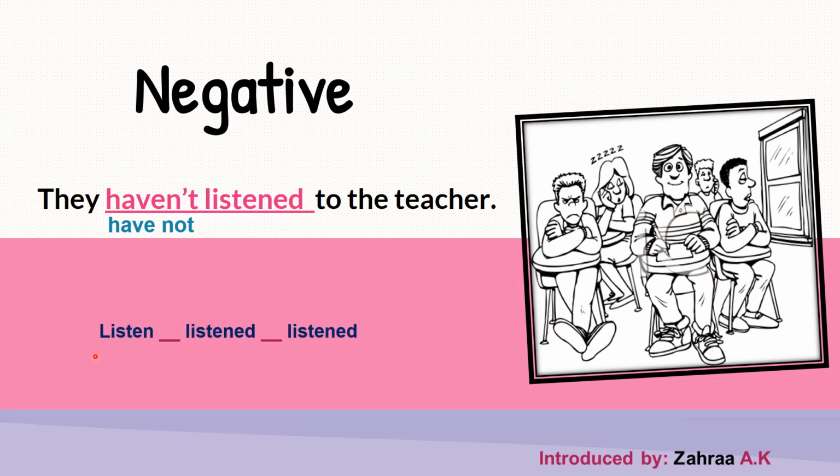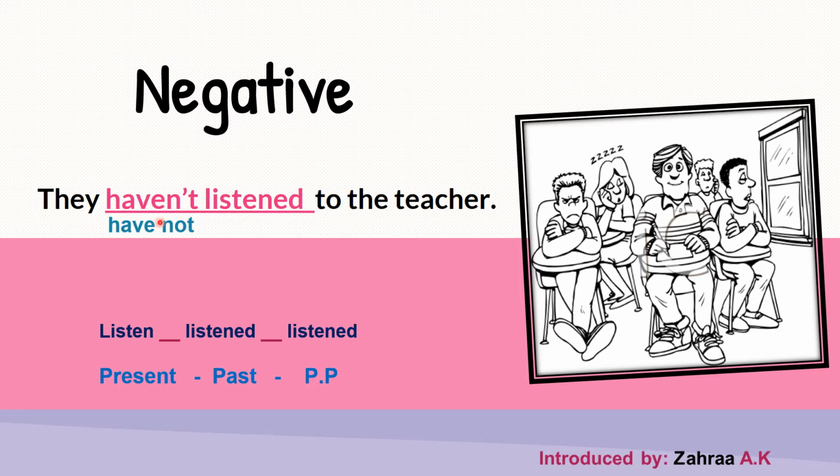Listen to the teacher. Listened: listen is the present, listened is the past, and the same listened is the past participle. So the base verb is listen, in the past it is listened, and in the past participle it is also listened. What we need after have or has is listened, the past participle.